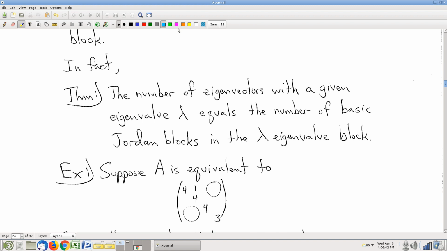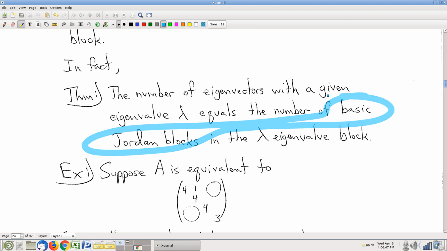Right? So, let's see here. If you look at a basic Jordan block, there is a corresponding eigenvector, per the rule that we just looked at. Therefore, however many Jordan blocks you have, that is how many eigenvectors you have. I'm sweeping some rigor under the rug here, but it's a plausibility argument, and I claim that this is true. So, the Jordan blocks tell you about which basis vectors are eigenvectors.